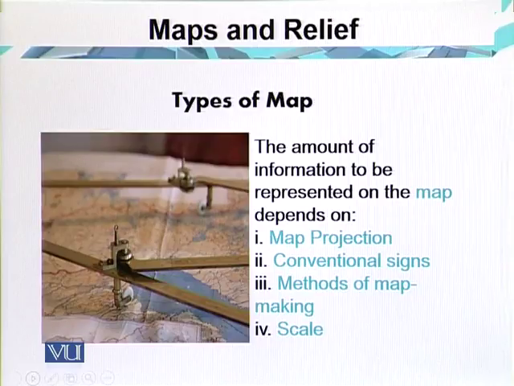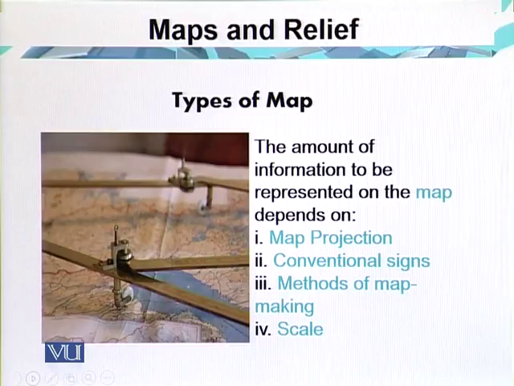Same is the case with the conventional signs. These are signs which are not only for the physical environment but for the human environment as well. Like the weather symbols are used for weather maps, the conventional signs are also helpful for making the human features, like the city environment has its own symbols, the mosque, the railway line. So these man-made features have symbols. These are called the conventional signs.